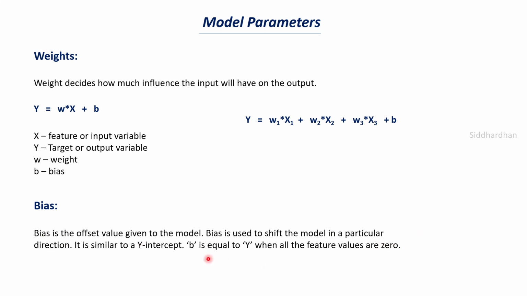Let's try to understand what is meant by this bias. As I've told you, it is an offset value of the model. As you can see here, both of these models have some bias value, which is b. And it is used to shift the model in some particular direction. I'll explain what this exactly means, and we can call this the y-intercept.